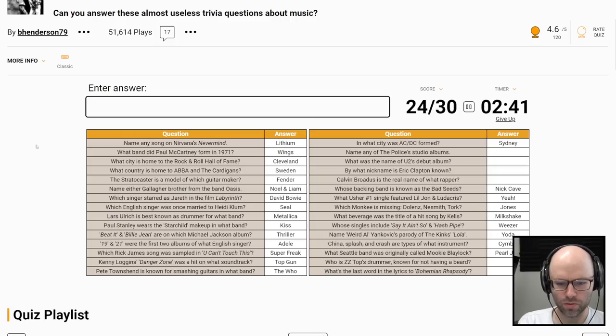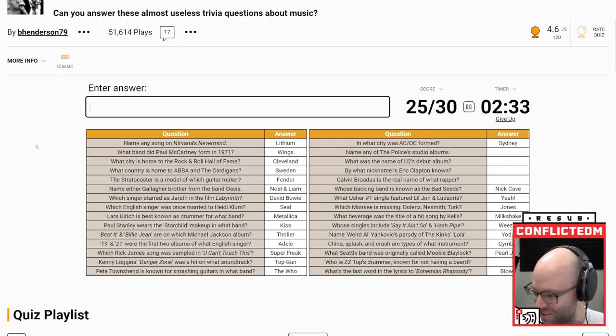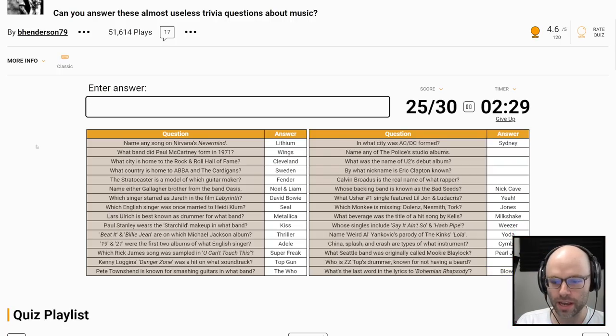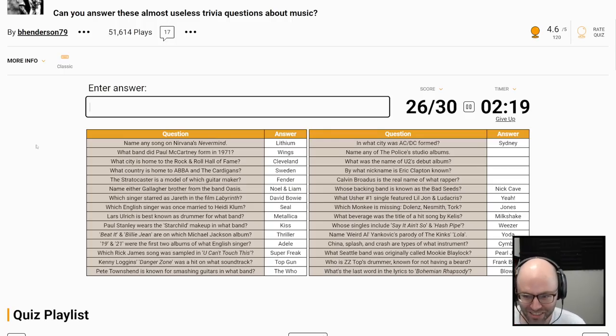Z. What is the last word in Bohemian Rhapsody? Me. Anyway the wind blows. The only thing I can think is ZZ Top's drummer, best known for not having a beard. It must be like beardy. Anything else? Otherwise, they wouldn't put the context clue in there. And then I give up on the other ones.